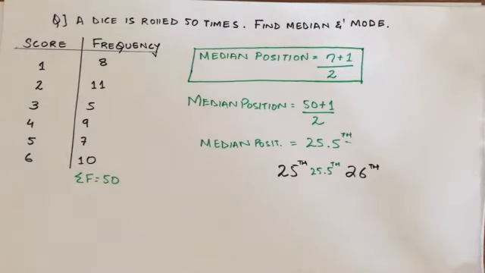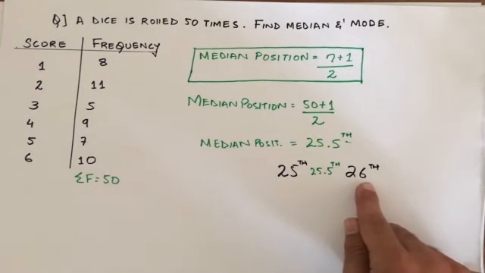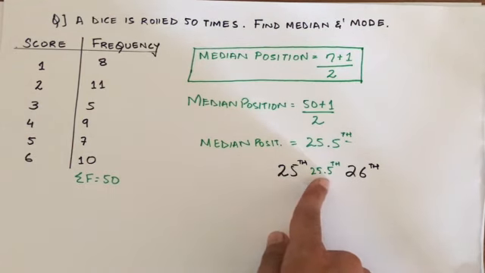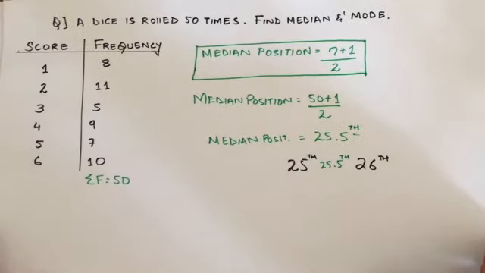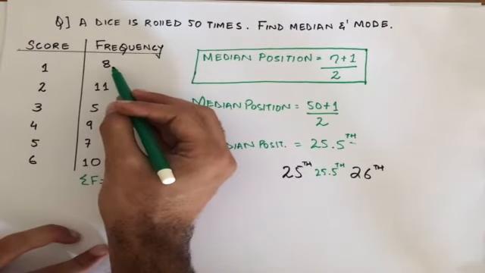So how do you calculate the median here? Well, first of all, you need to go to the 25th position, then you need to go to the 26th position, then take the average of both. Let me just go ahead and show you. So again, where does your 25th position lie?